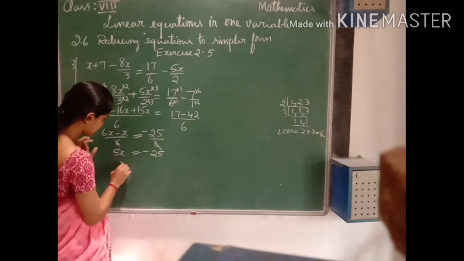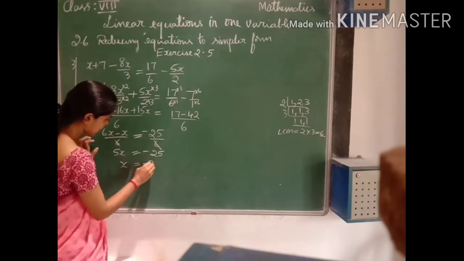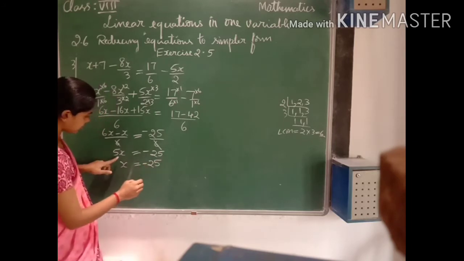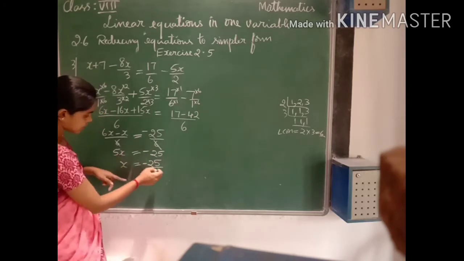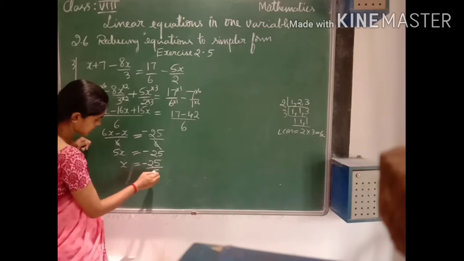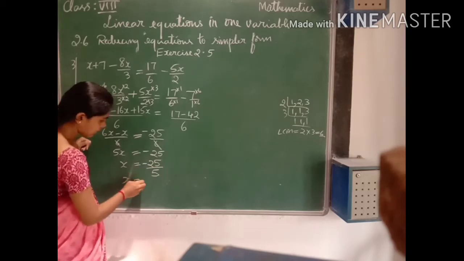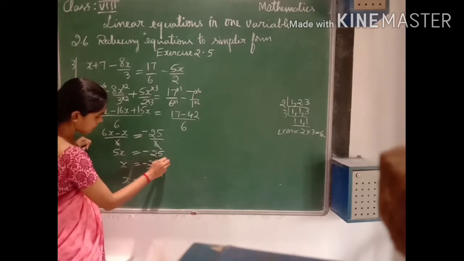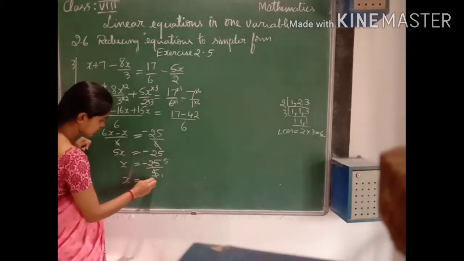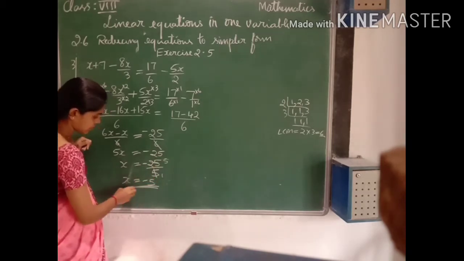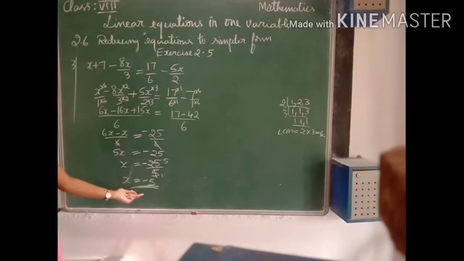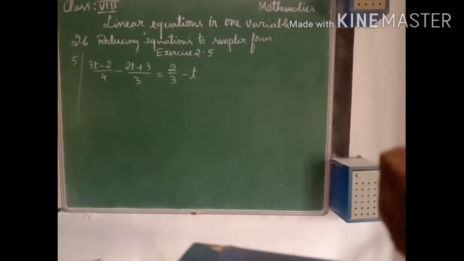Then x is equal to minus 25, here 5 into x. When it comes to the right side, it will become division. So the value of x is equal to minus 25 divided by 5, 5 5s are 25. So the value of x is equal to minus 5. Got it? So x equal to minus 5 is the solution for this problem.